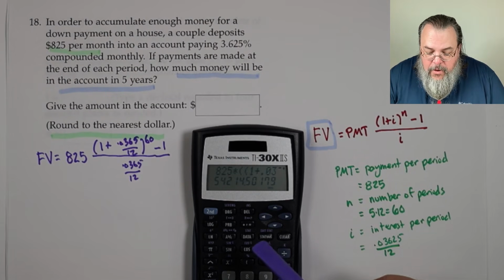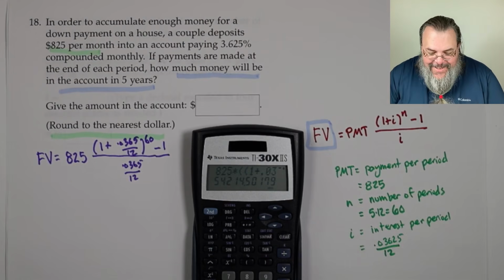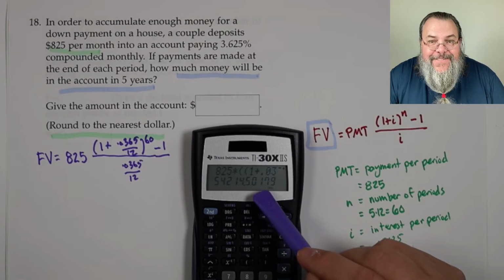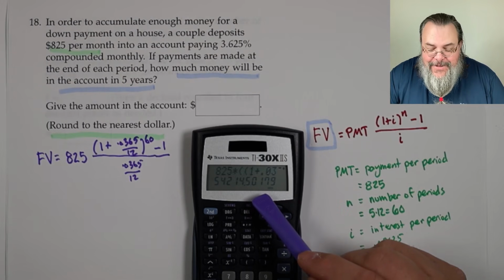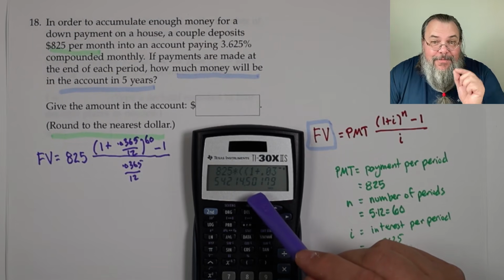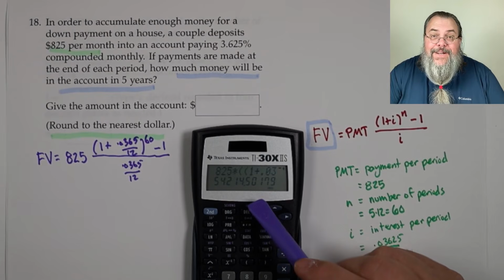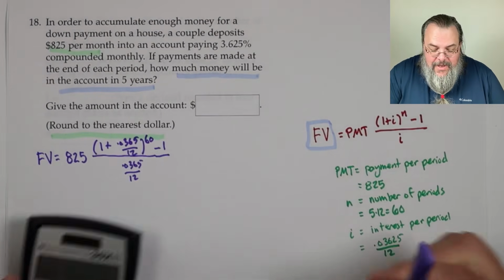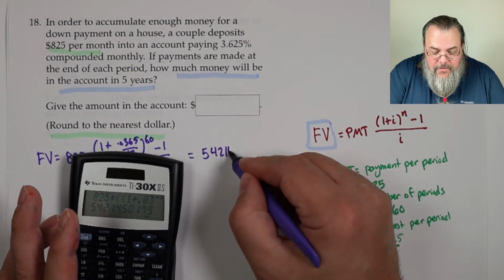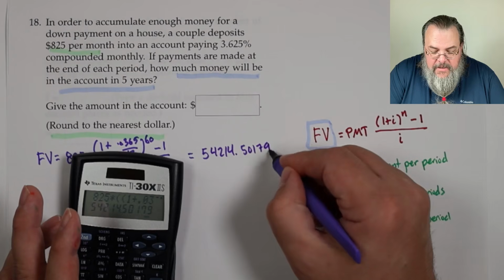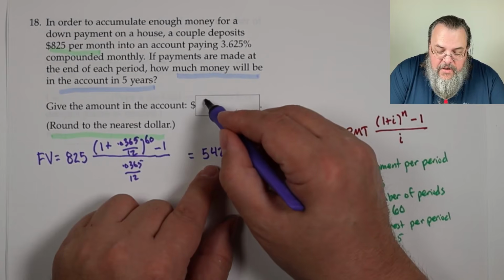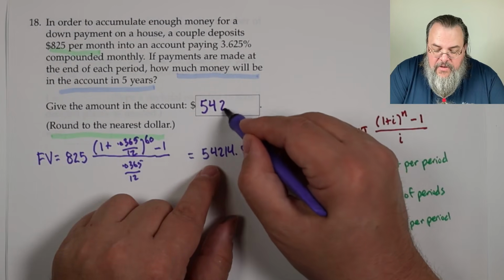Oh, this is interesting. Look at this number, 54,214.50179. Now remember, we have to round to the nearest dollar. So it's 50 cents plus a small sliver more, so we're going to be rounding up. And so like we said, we round up, because it says round to the nearest dollar, $54,215.